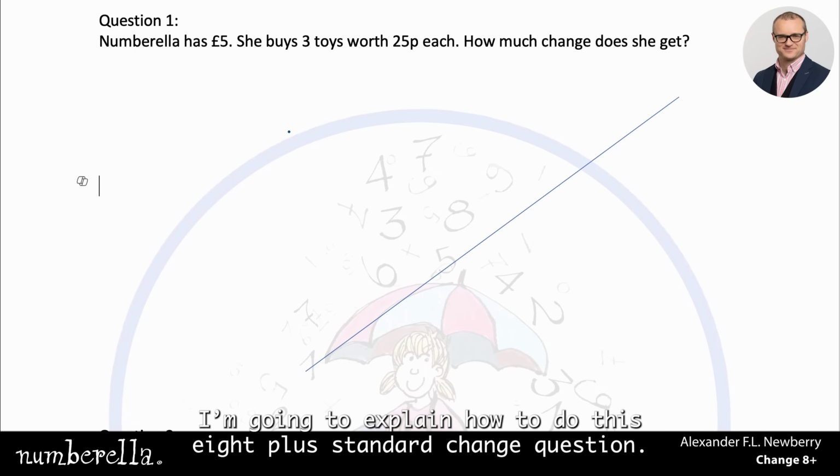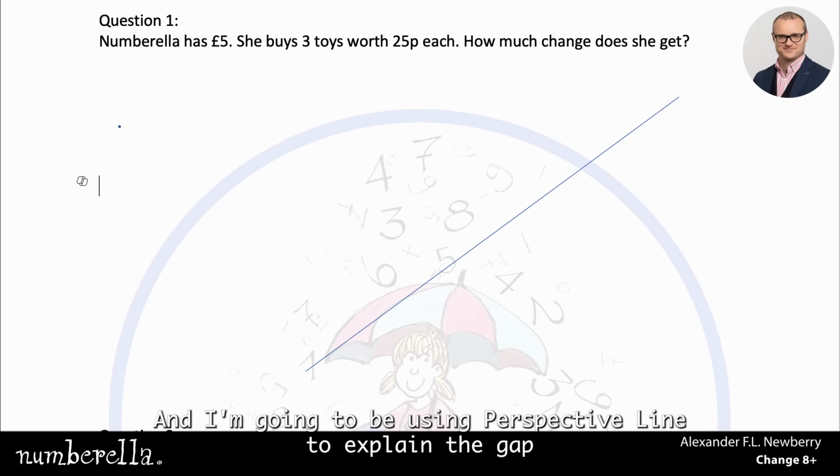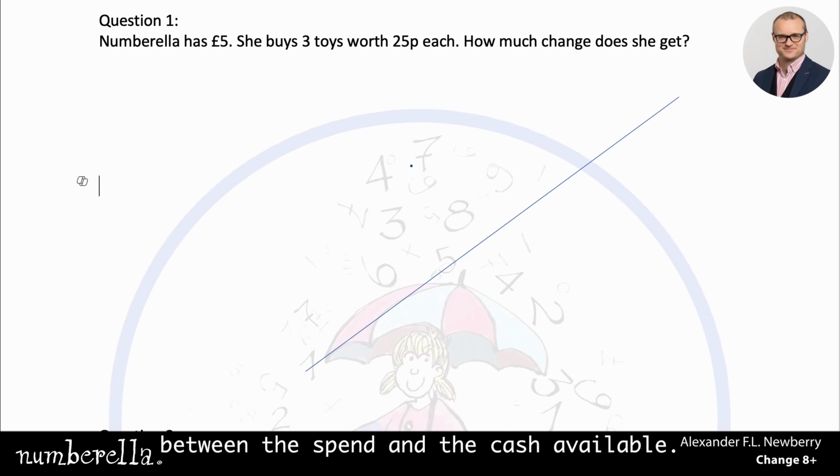Just going to explain how to do this 8 plus standard change question, and I'm going to be using perspective line to explain the gap between the spend and the cash available. So we have Numberella, which has got £5. She buys 3 toys worth 25p each. How much change does she get?